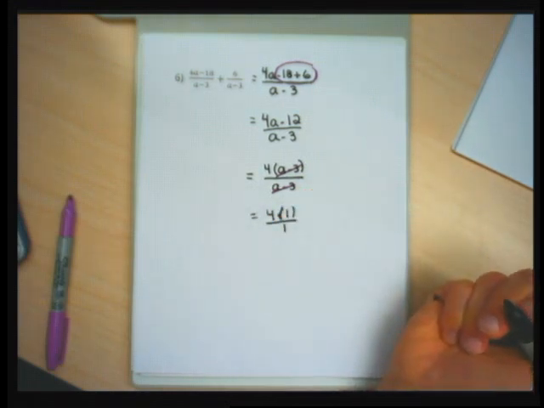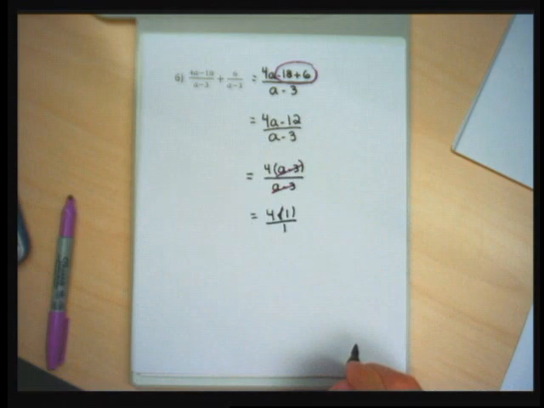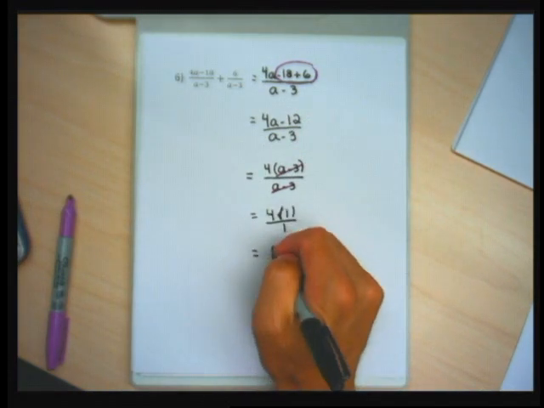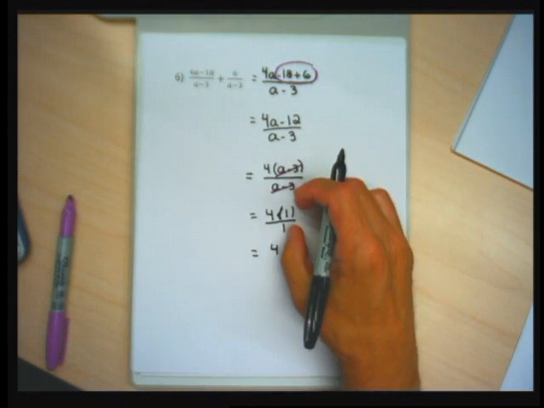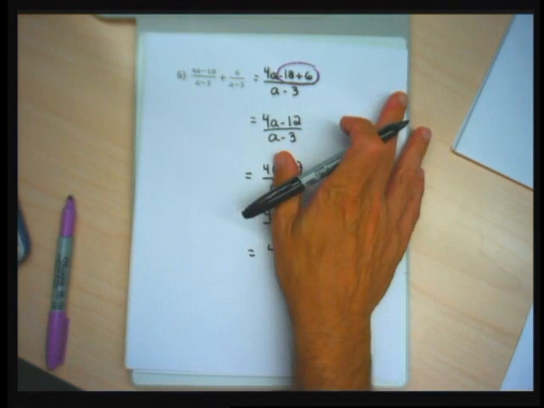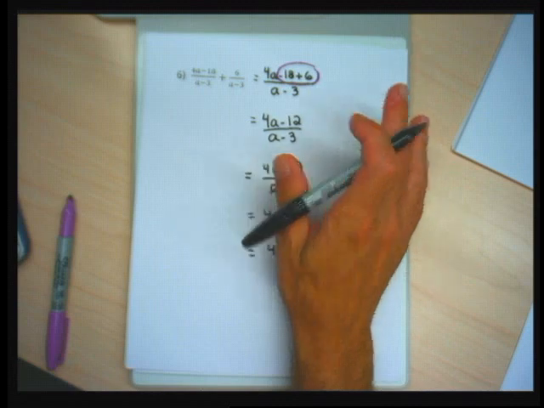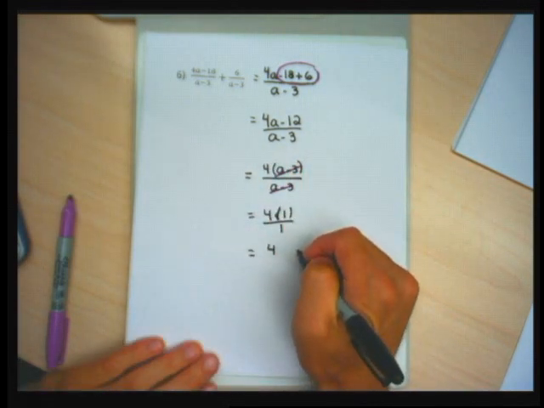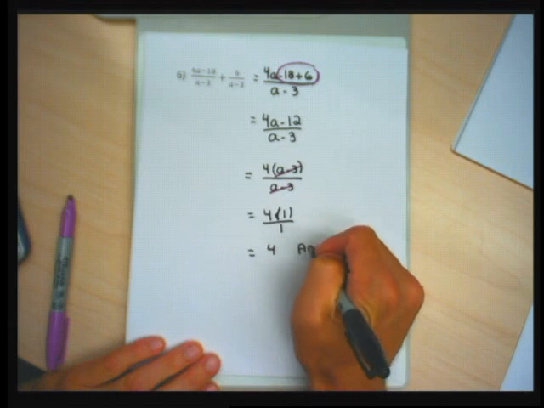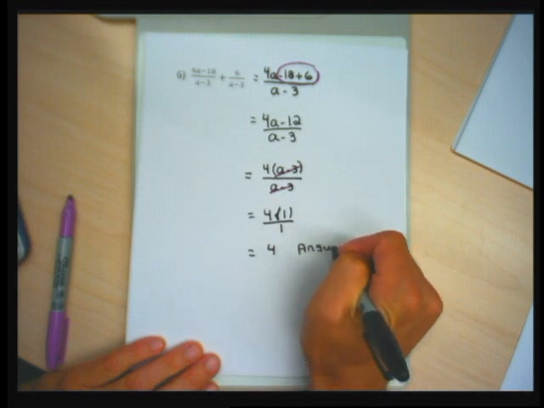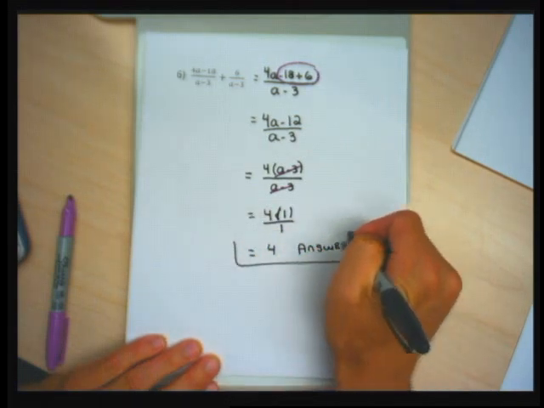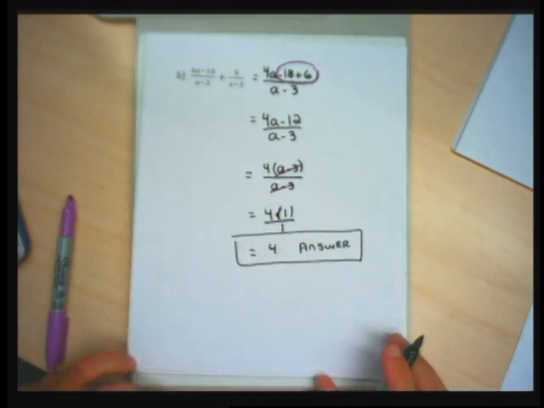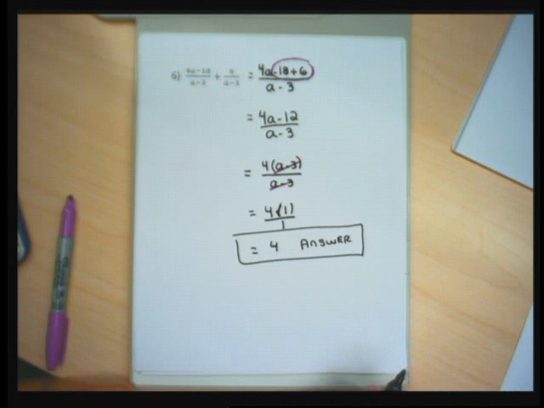That's really when you're canceling, you're rewriting it as 1 over 1. And the numerator is just 4 when you do the multiplication or just cancel the a minus 3's. And I don't need to write a fraction with a denominator when its denominator is just 1, because any fraction over 1 is just equal to the numerator. So a best answer for problem 6 is just the number 4.